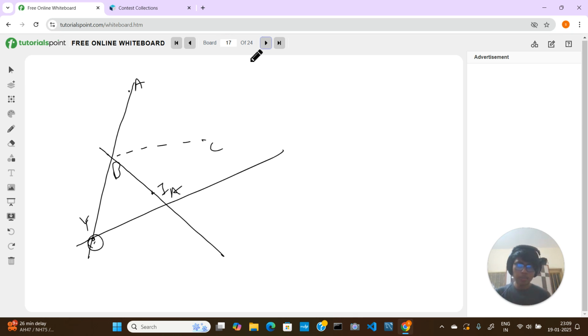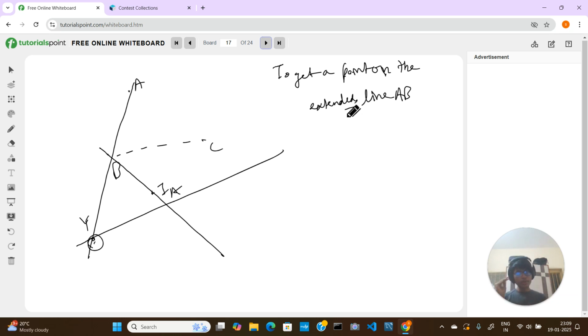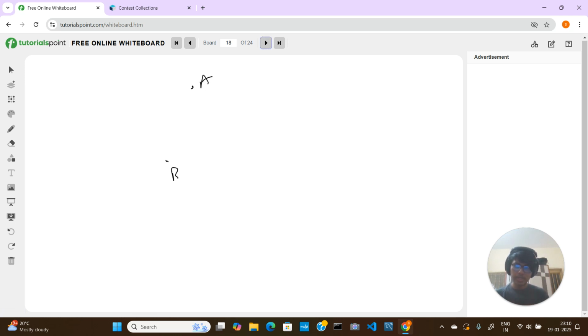So now the new problem is to get a point on the line AB extended. Also, we want the line AB. So the new problem is: given A, B, and C, can we construct the line AB? It obviously looks challenging. So let's just try to play around and see what all we can do. Let's try to finish the problem.